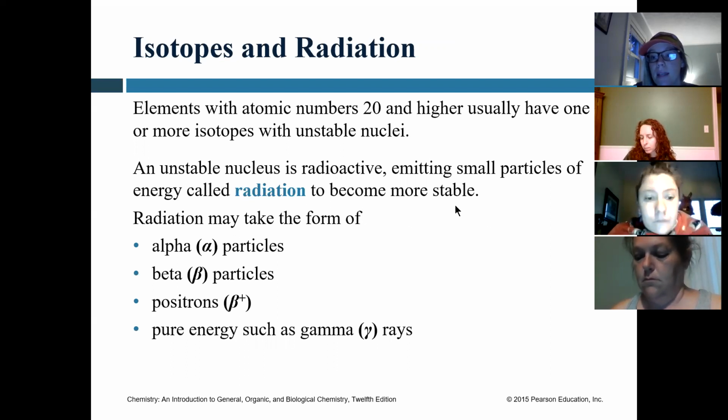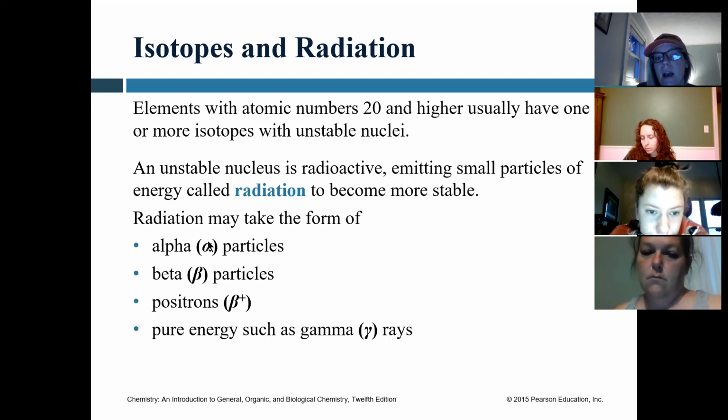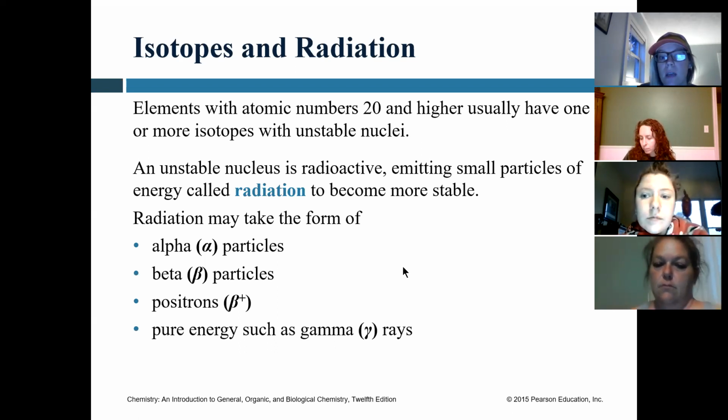And there's a couple different ways that it can radiate energy. It can take the form of an alpha particle, a beta particle, and the alpha has this little italicized A. A beta particle has this sort of B shape, a positron is like the beta particle, but it has a little plus symbol, or it can release pure energy, which is a gamma ray, which is this sort of funky Y shape. We will go over each of these and what they are.